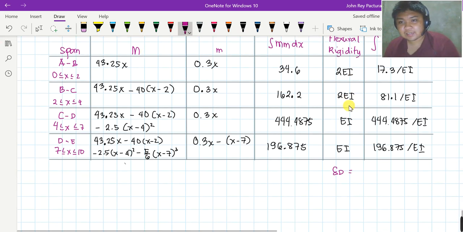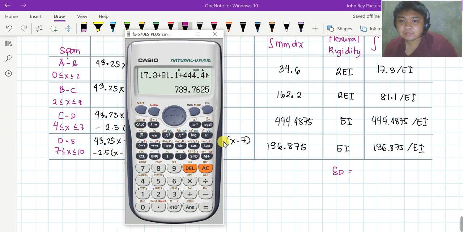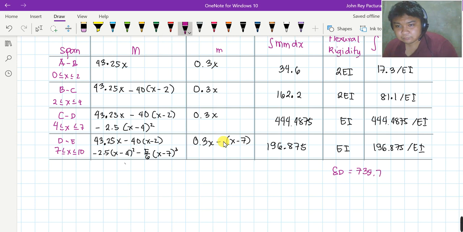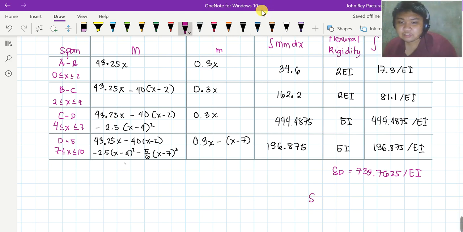this for data, class. So, kumpitin na natin siya. 17.3 plus 81.1 plus 444.4875 plus 196.875. Ang sagot ay 739.7625. Of course, over EI. And since positive siya, class, ibig sabihin, tama yung assumed direction natin na downward siya. Kaya 739.7625 over EI, downward ang ating final answer.